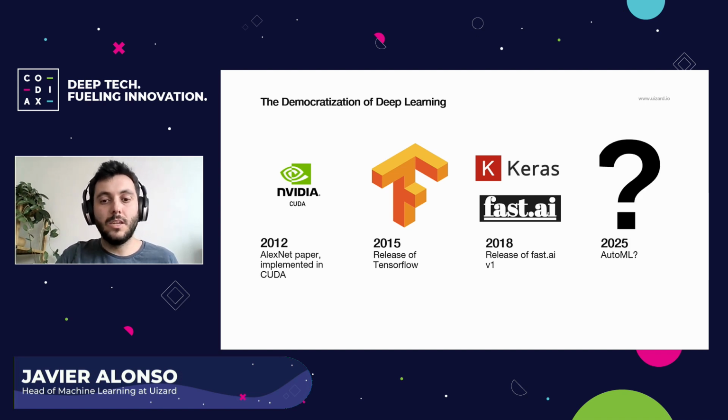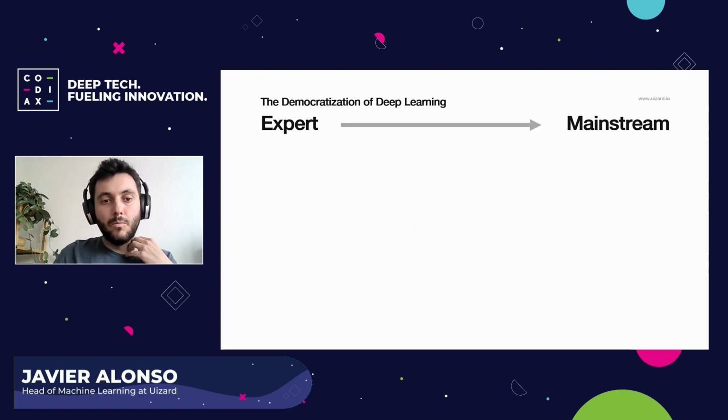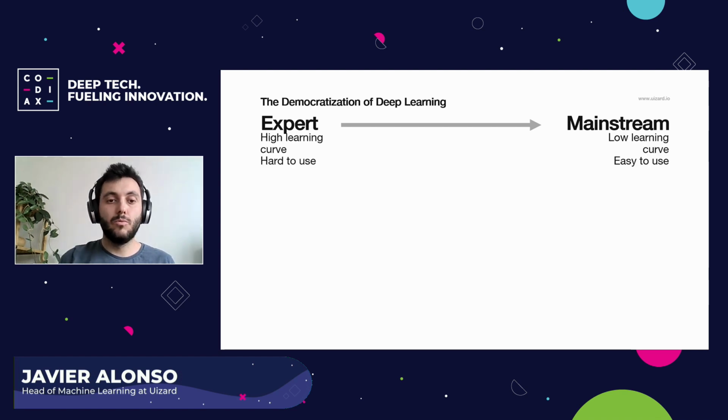The trend will continue, and I don't know how it will be in 2025, AutoML, I don't know, but the trend is clear. We are going from really expert systems to more mainstream systems, from tooling that requires a high learning curve and that is hard to use, like CUDA, or low-level languages like C, into more mainstream, low learning curve, easy to use tools.